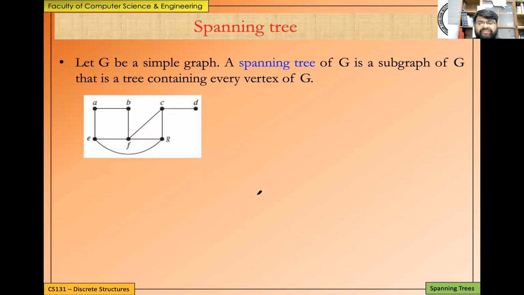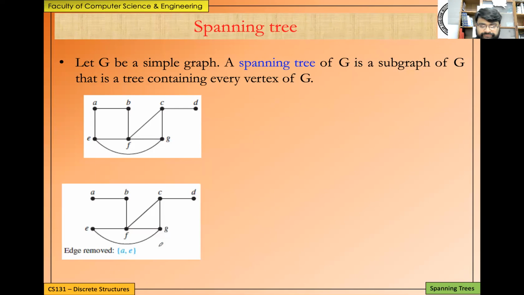So the concept is really simple. Let G be a simple graph, as shown over here. A spanning tree of G is a subgraph of G such that it is a tree that contains every vertex of G. So it should contain every vertex, but it is a tree. So any tree that is derived from a graph, from a simple graph, is what we call a spanning tree. So for example, how do you do that? Well, you can remove some edges so that the result is a tree.